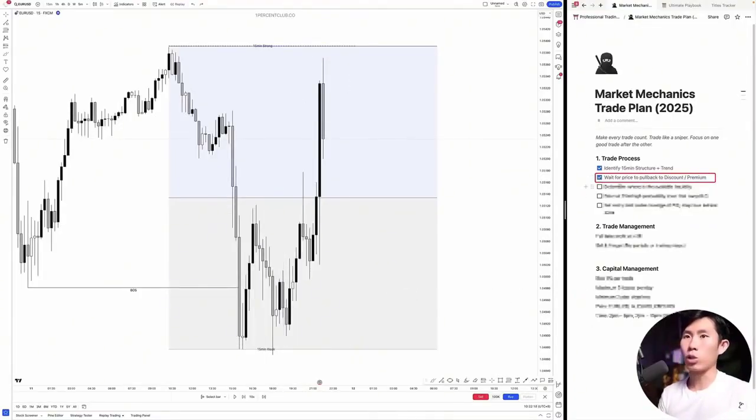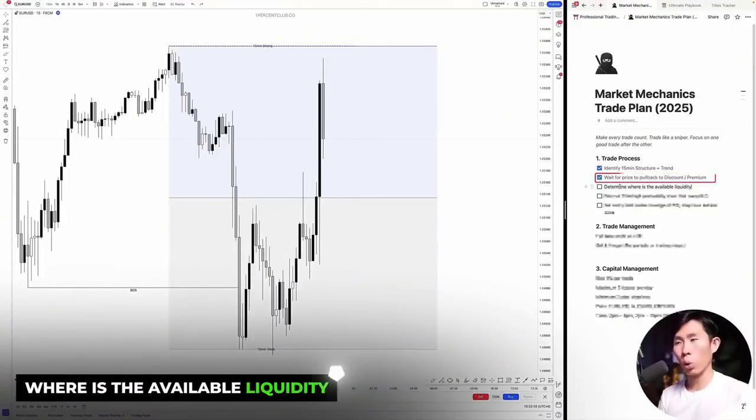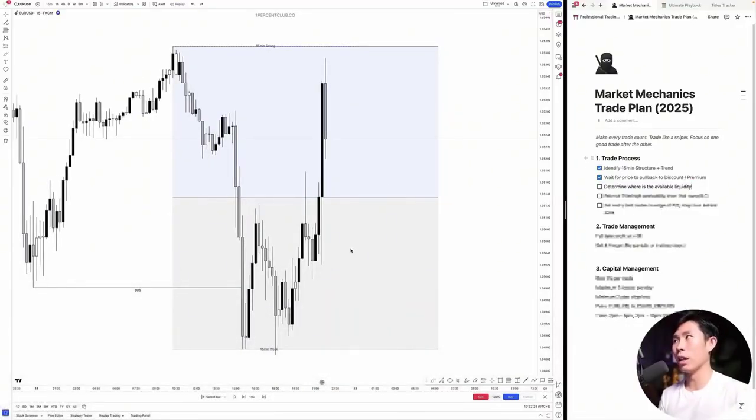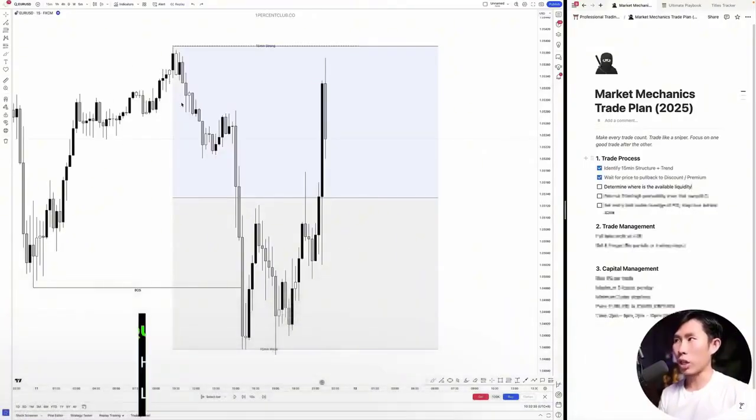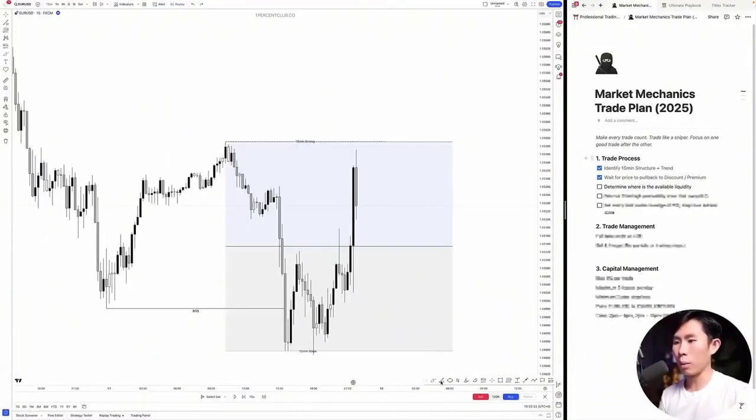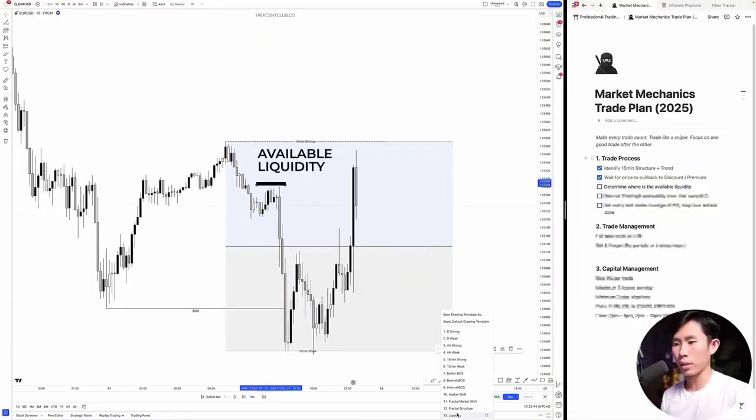Now, the third step is to determine where is the available liquidity, right? So when I'm looking at this swing range right here, we know that there is available liquidity above the swing high and below the swing low. And in the downtrend, just like this, we are looking for available liquidity above the swing highs to be swept. So based on this, we saw that price went down, pulls back, and then goes down even further, right? So this just tells us that there is available liquidity above this swing high itself.